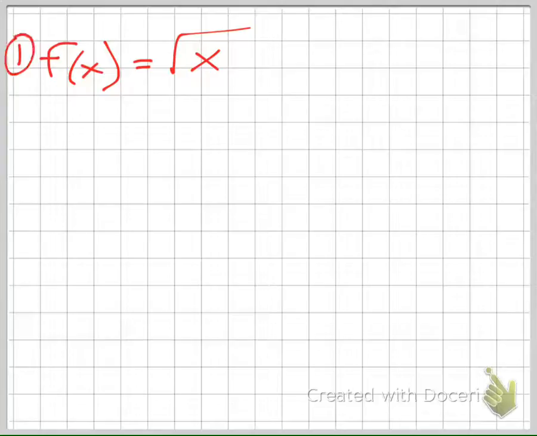See if you guys can do this. We'll do a couple. I want you to write for me the parent function. That's number 1. Number 2.